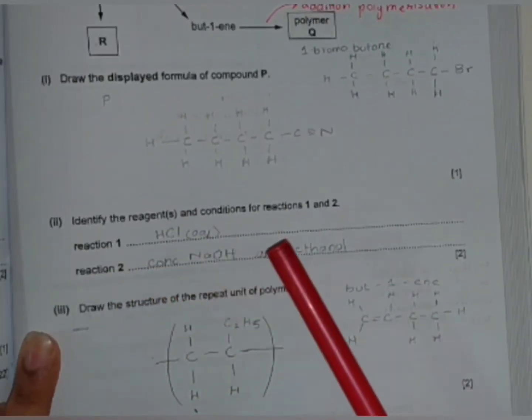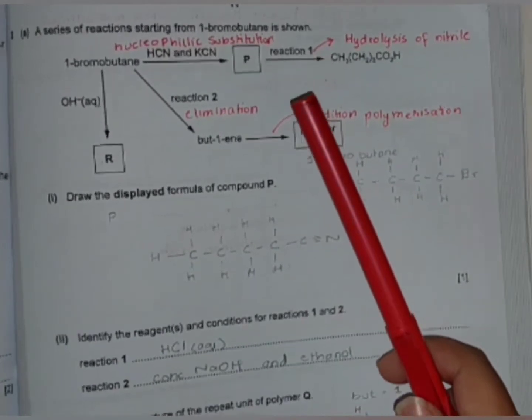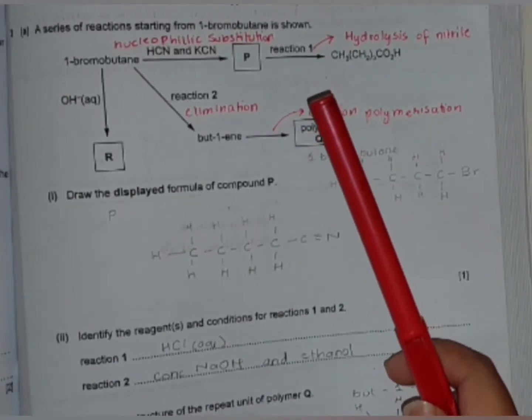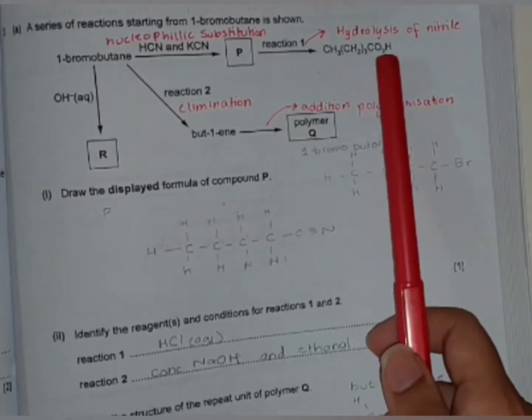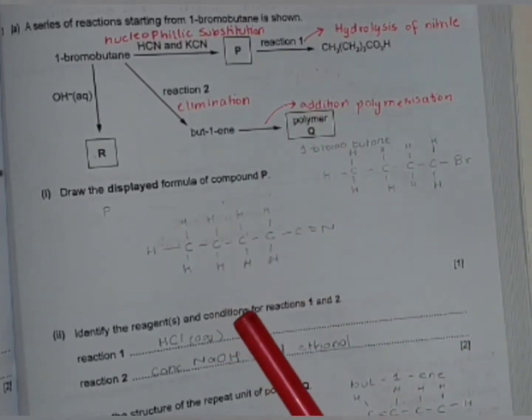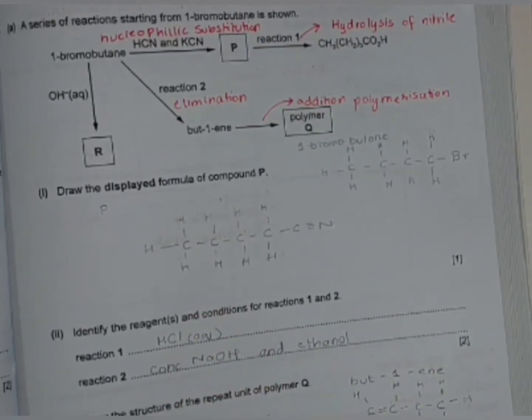Identify the reagents and conditions for reactions 1 and 2. Reaction 1 is hydrolysis. We know that hydrolysis takes place in an acidic or a basic medium, and since carboxylic acid is being formed, an acid must have been used. So we will write HCl, which is aqueous, obviously an acidic medium.